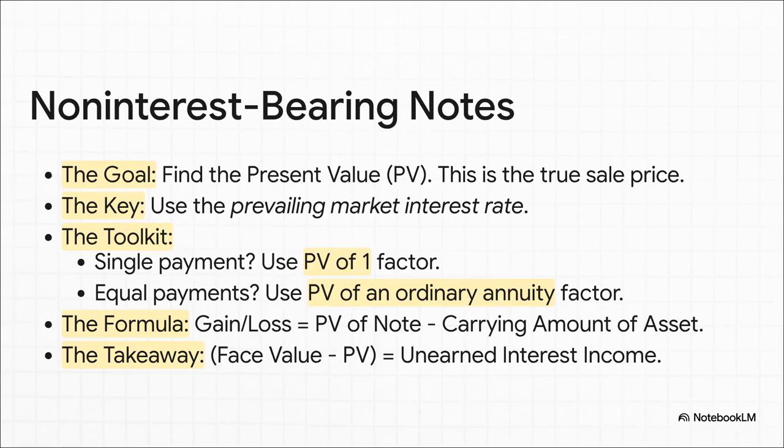The problem is a note with invisible interest. Your goal is always to find the present value. That's the real sales price. The key is to use the market interest rate. Then just pick the right tool. PV of 1 for a single payment, PV of an ordinary annuity for installments. The formula to find your gain or loss never changes. And the big takeaway, that leftover amount is your future interest income. If you memorize these rules, you cannot get these questions wrong.